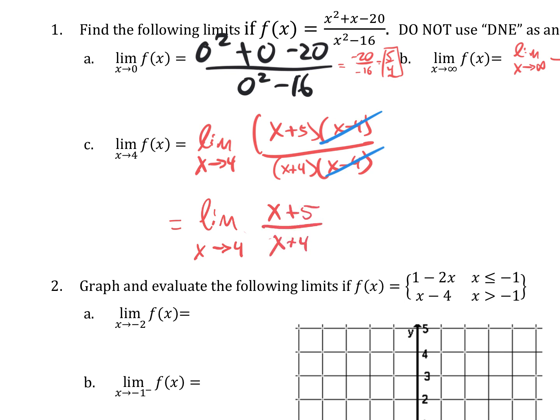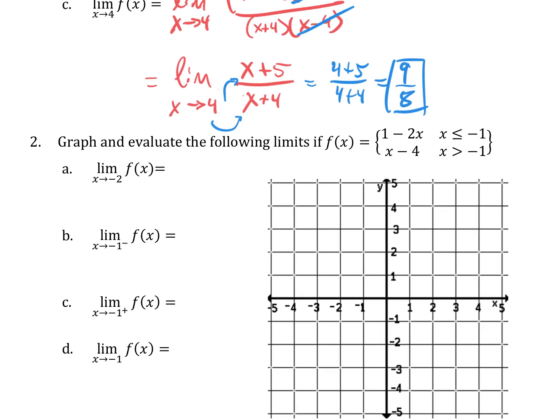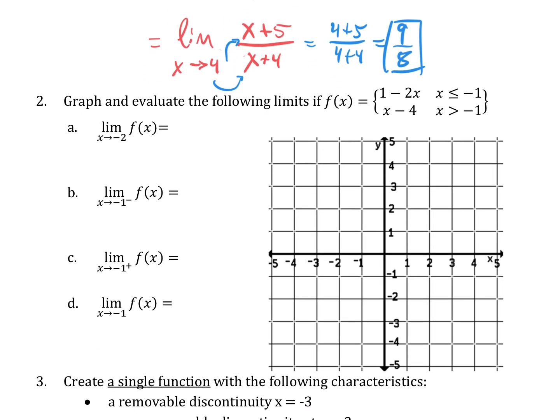And 4 is no longer a problem, so we can just plug it in. Plug it into all the x's. And we get 4 plus 5 over 4 plus 4. And that's 9 over 8. Okay? So at this step right here, we are evaluating the limit, because now we can plug it in. We can't evaluate it at the beginning, because if you plug in 4 to start, you're going to get zeros on top and bottom. And 0 over 0 doesn't tell us anything. It's what we call indeterminate.